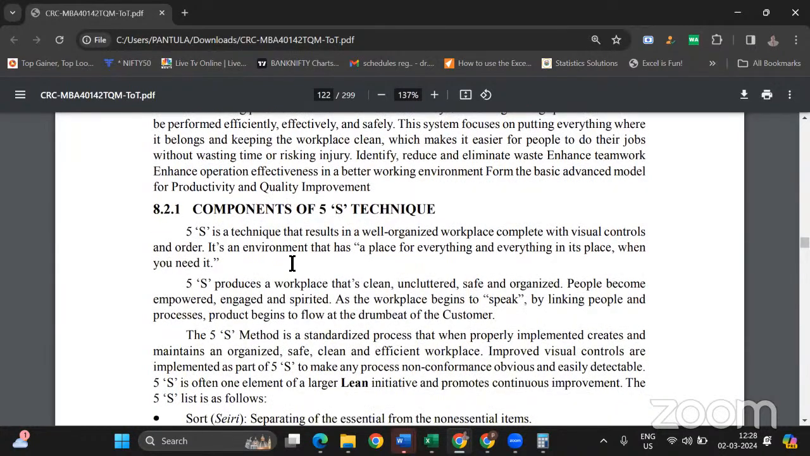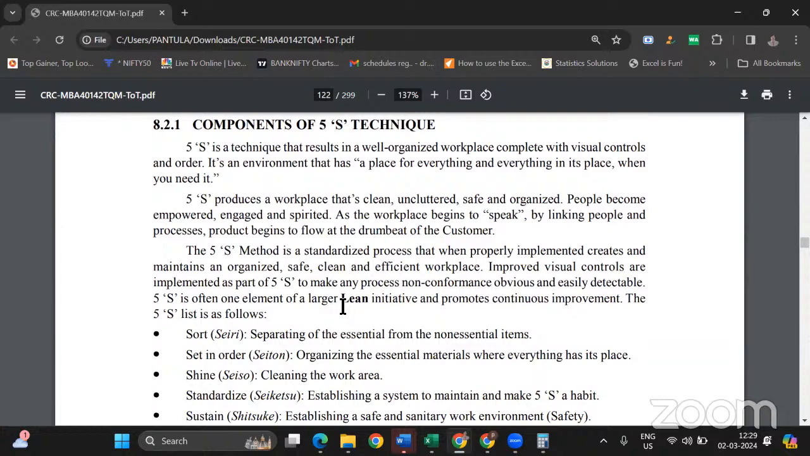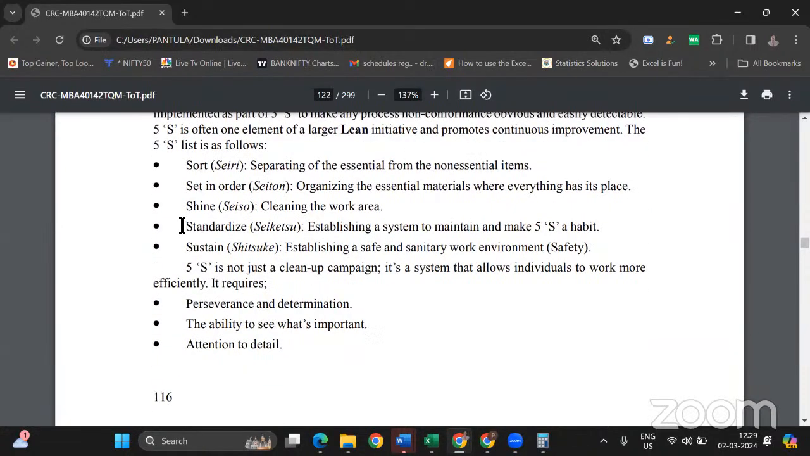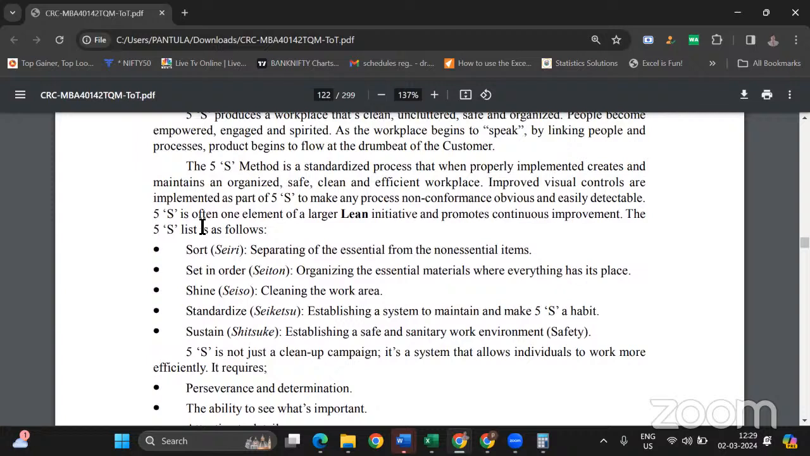So, the composition of the 5S technique. 5S is a well-organized workplace with complete visual controls and an environment that has a place for everything, and everything is in its place when it is needed. Here we produce a workplace that is uncluttered, safe and organized, where people combine together. So what is 5S? It is often an element of a larger lean initiative.